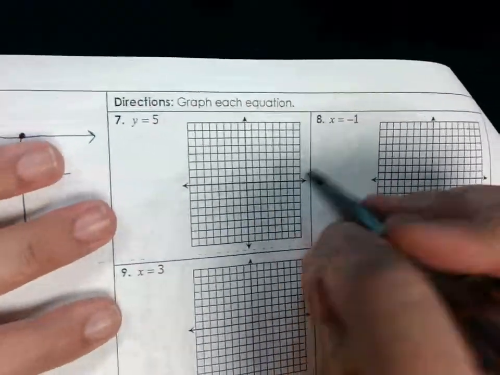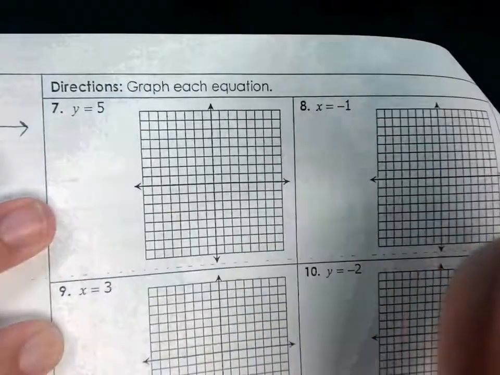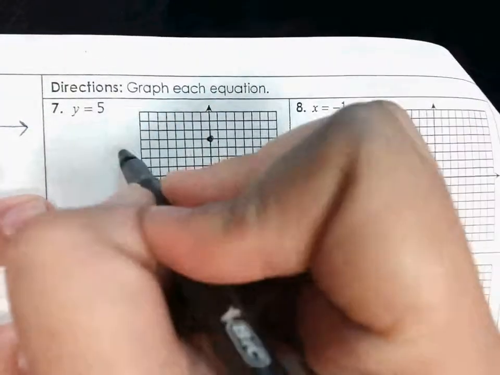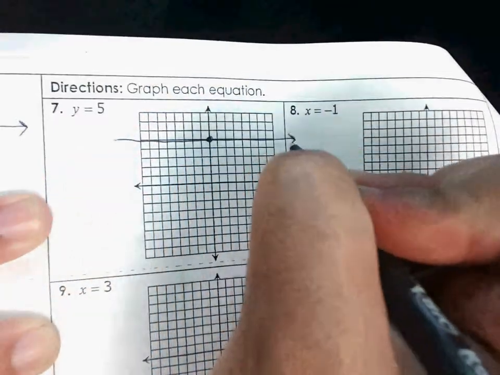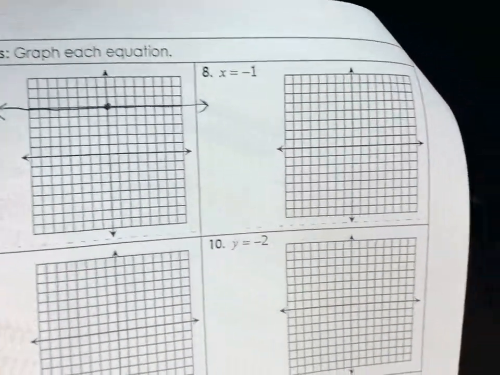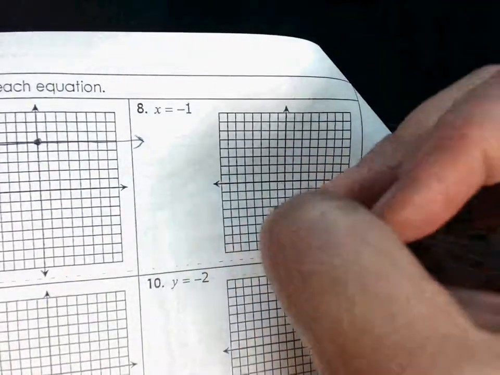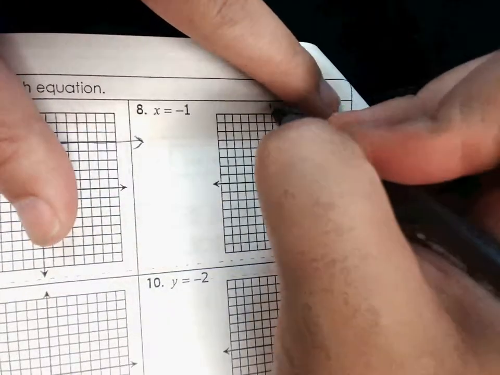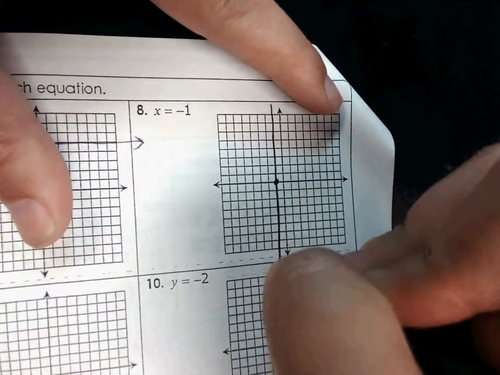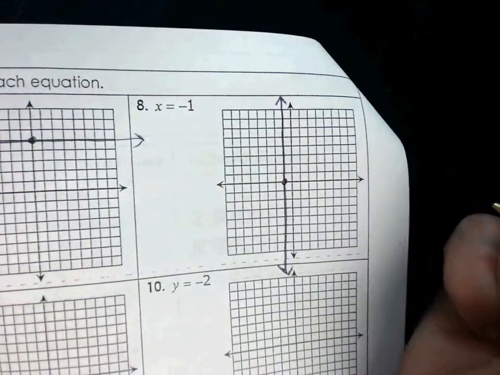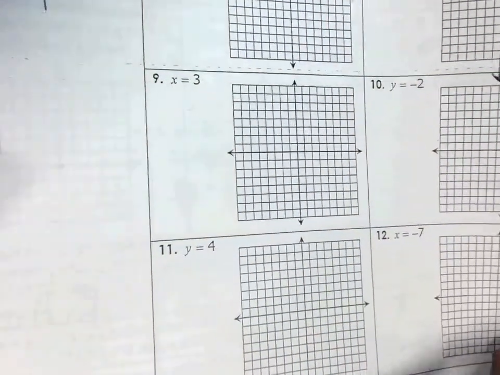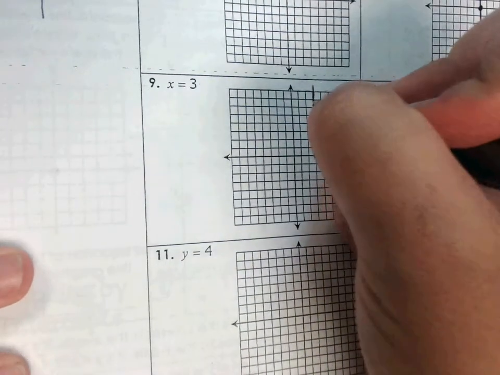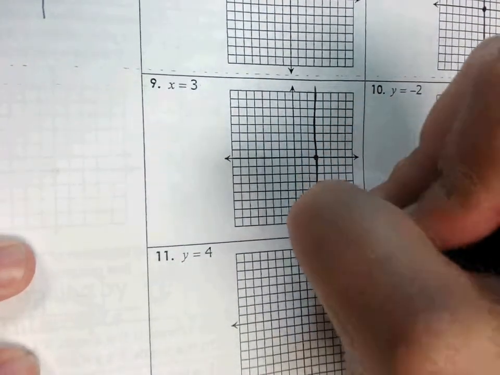So if I go ahead and do that on this regular graph, y equals 5, it would be 1, 2, 3, 4, 5. And then you draw your line through it. Easy peasy. Okay, x equals -1. You find where x is -1, that's right here. And then you're going to draw your line through it. Okay, for x equals 3 right here. The x ones are going to be vertical. It's going to go through like this.